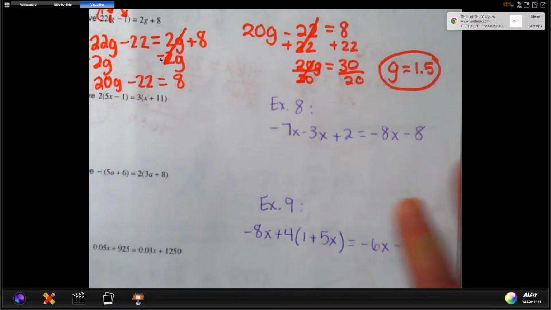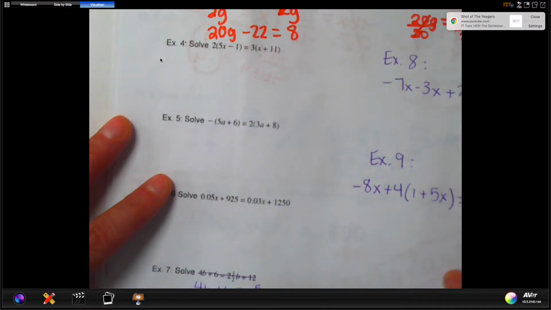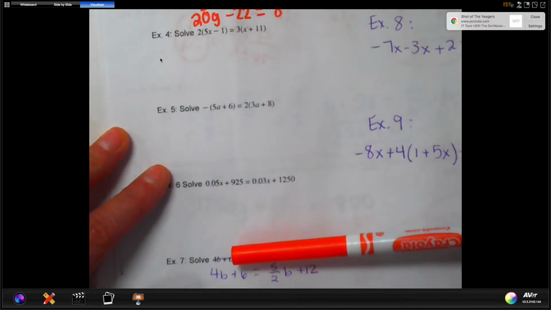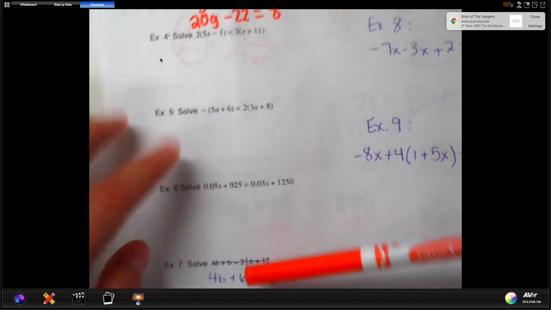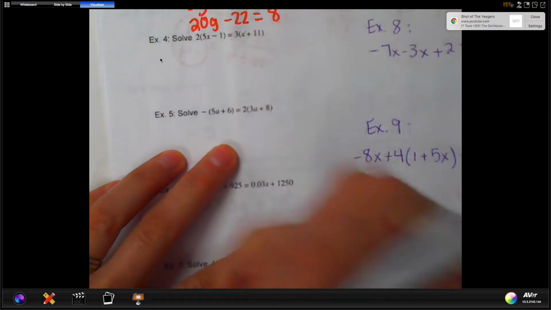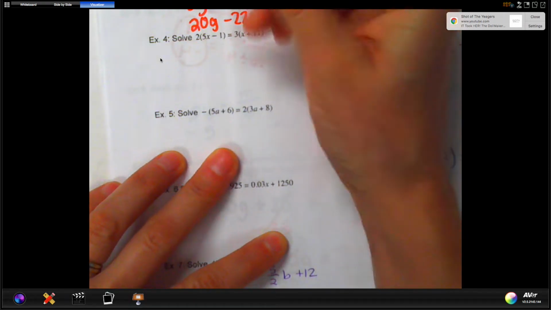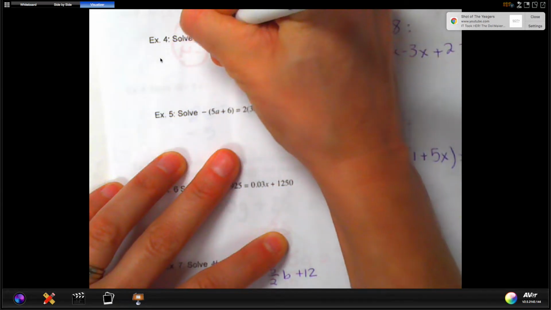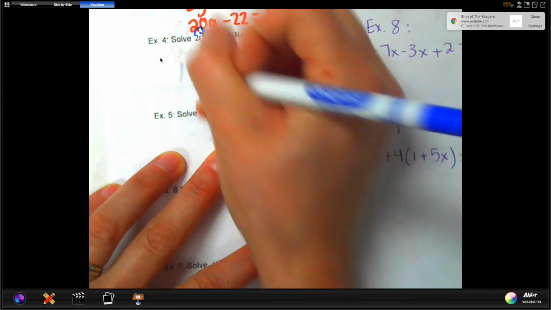Okay, let's do another example. Example 4, if you have the math packet, should say 2 times (5x minus 1), and then on the other side equals 3 times (x plus 11). In this case, we have parentheses on both sides of the equation, which is fine. We have to get rid of both of them before we can solve, again by distributing and multiplying. So we multiply 2 times 5x, which would be 10x.